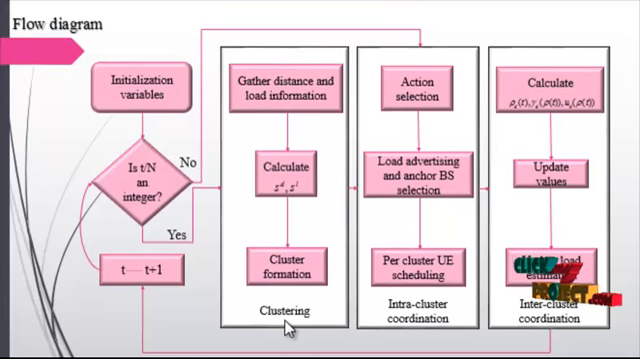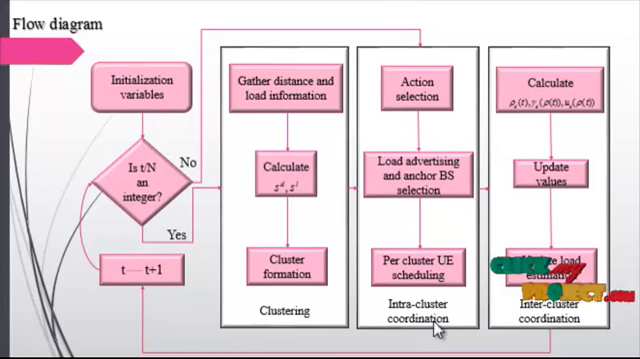In this clustering process, gather the distance and load information. We calculate the distance and also the load information. Calculate S^d and S^l, that is the similarity based on distance and load, and then the clusters will be formed. So we gather the distance and load information, calculate S^d and S^l, and finally we calculate the cluster formation. So this is the process of clustering.